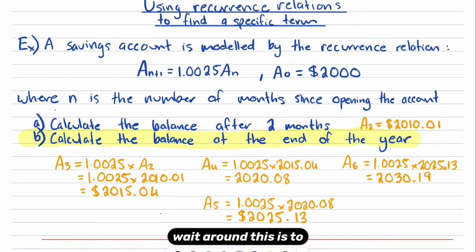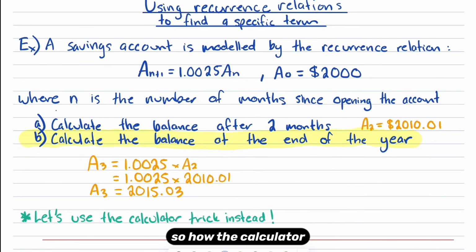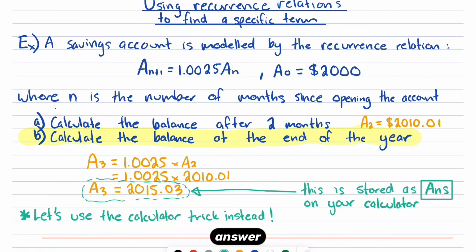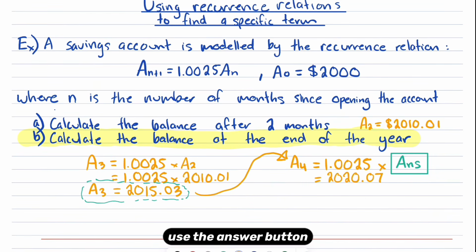So a way around this is to use the calculator trick. How the calculator trick works is, if we look at A3 here, once we enter that answer into the calculator, that value is stored as the answer on your calculator. So we can now use the answer button to type in 1.0025, which is just the number from our recurrence relation, times the answer. If we hit the answer button and then hit equals, that'll give us A4.